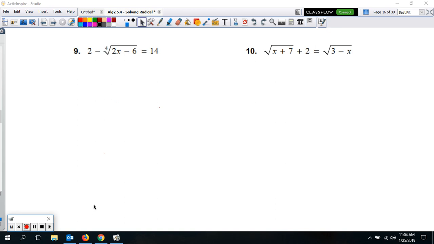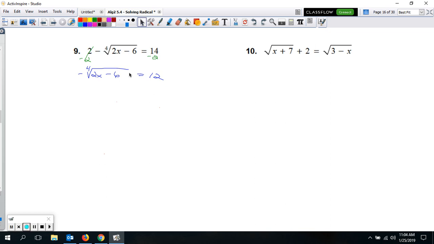Okay, problem 9. On this one there's a 2 in front, so we want to move that 2 over with the 14 by getting this radical by itself. So first we're going to subtract 2 from both sides, giving us 12 on this side, but we're still going to keep this negative in front. We didn't get rid of that yet. So we have a negative in front of the radical, so the radical is not isolated yet because we still have this negative sign in front of it.